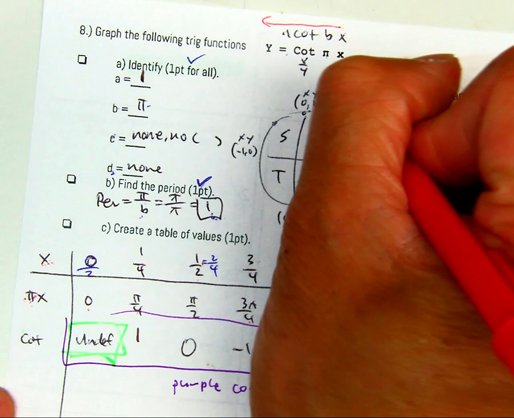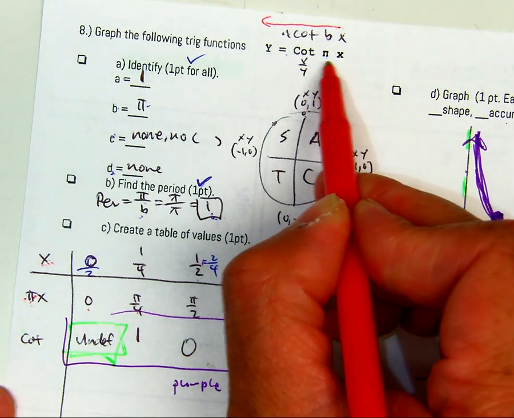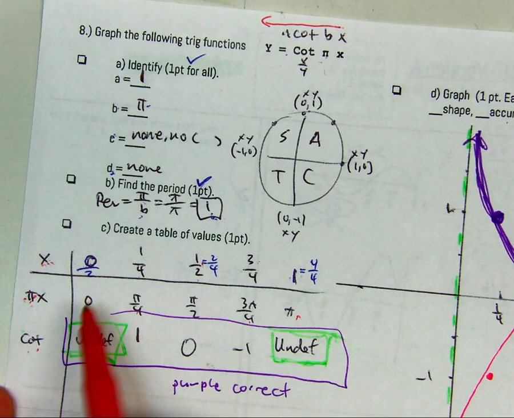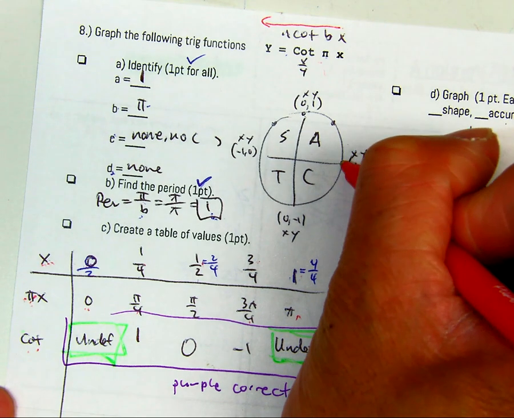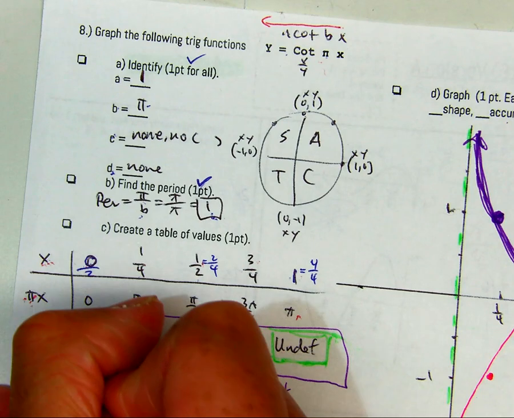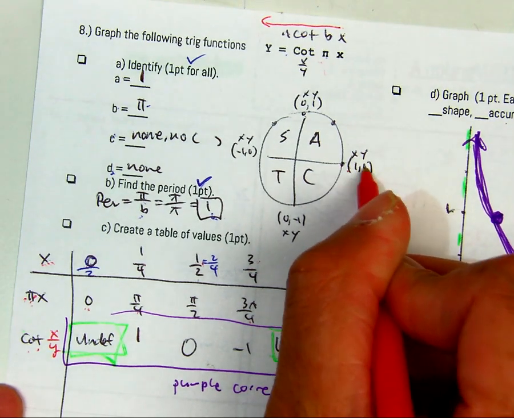So you've done these two parts right here, and now you're going to do cotangent at those values. Okay, so cotangent at 0. Cotangent is x over y. So that would be 1 over 0. 1 divided by 0 is undefined.